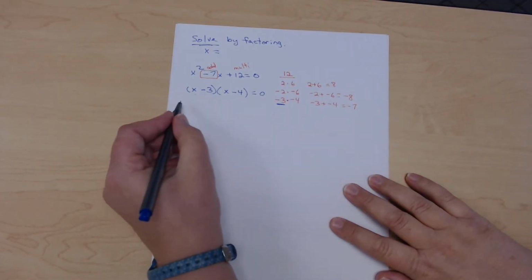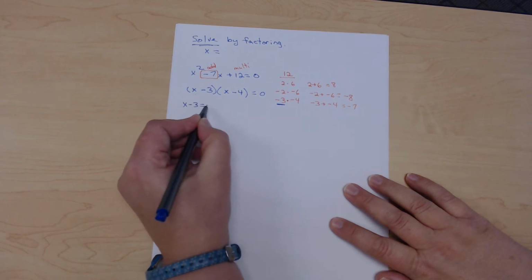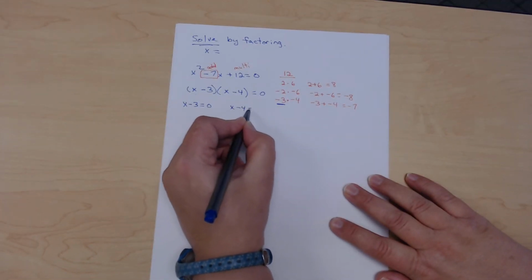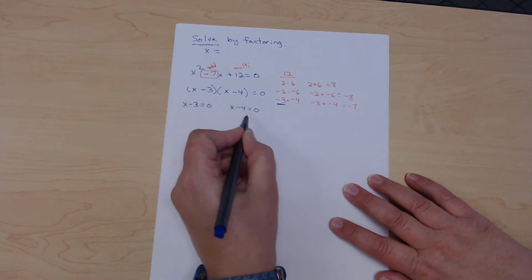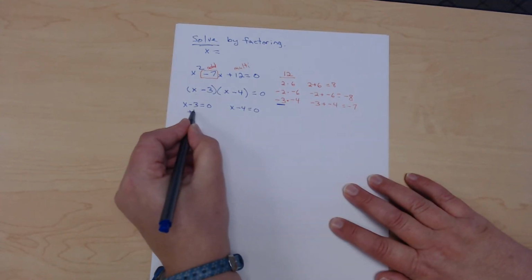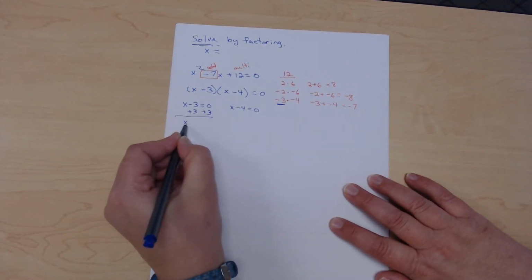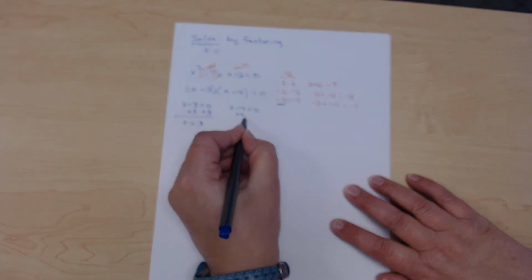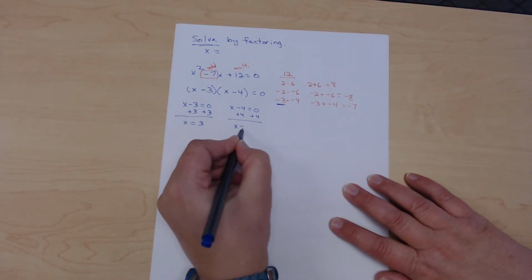Okay. And then you set each one equal to 0. I set this first one equal to 0. I set the second one equal to 0. Add 3 to both sides. X is 3. Add 4 to both sides. X is 4.